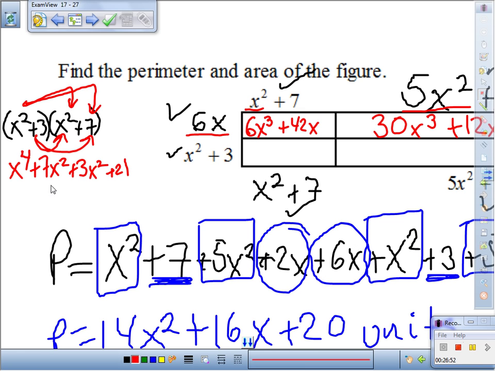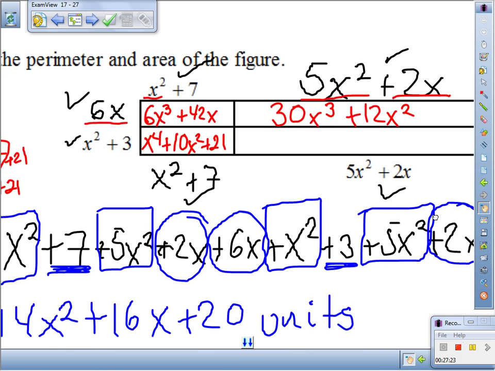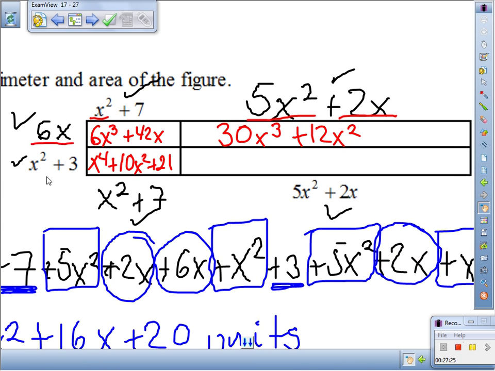What is 3 times 7? 21. Can I combine anything? Yes, these right here, right? So we're left with x to the 4th plus 10x squared plus 21, and that goes right here. X to the 4th plus 10x squared plus 21. Are we there so far? Okay. Next, now we need to multiply this times this one.